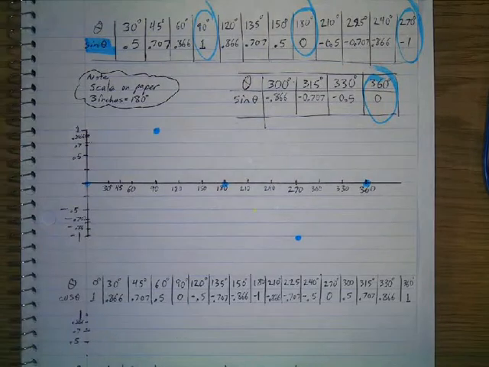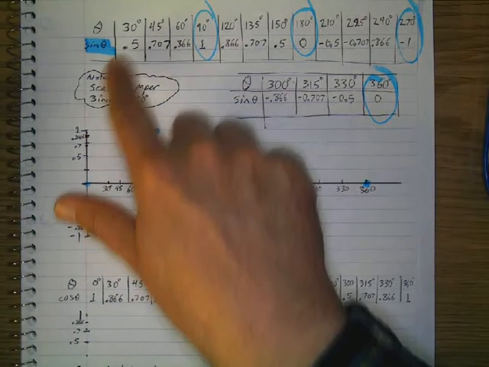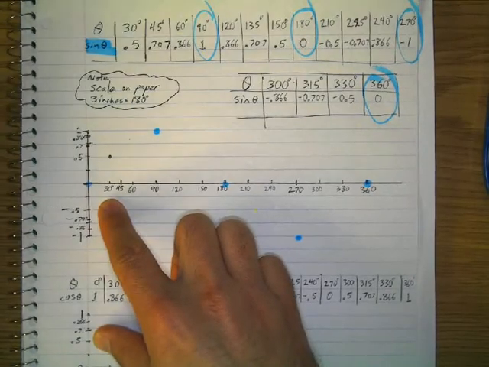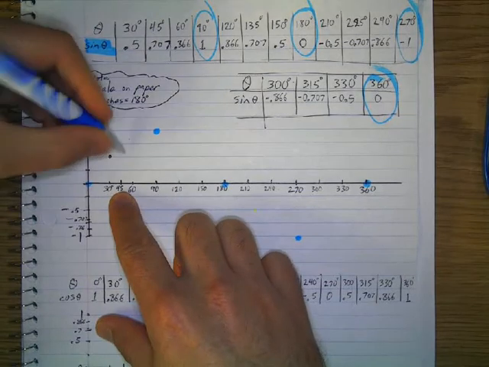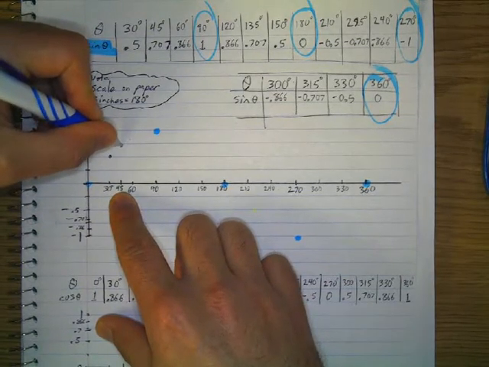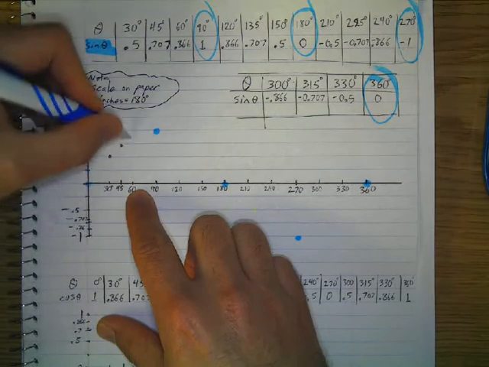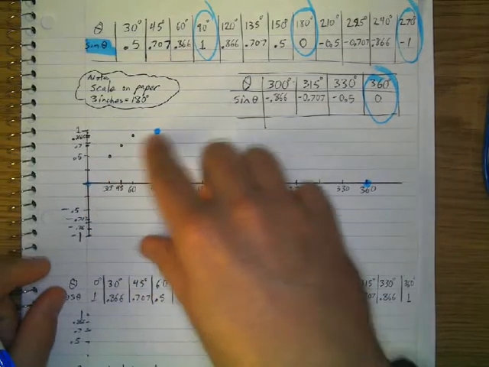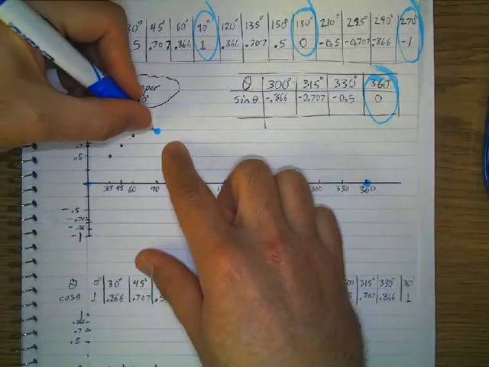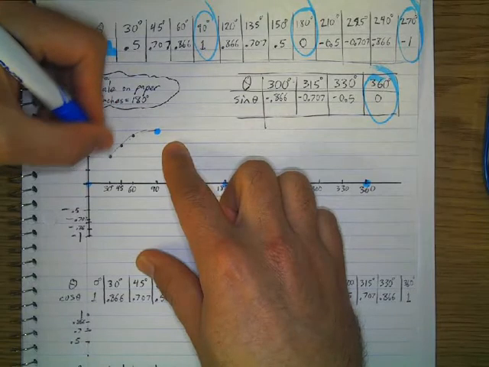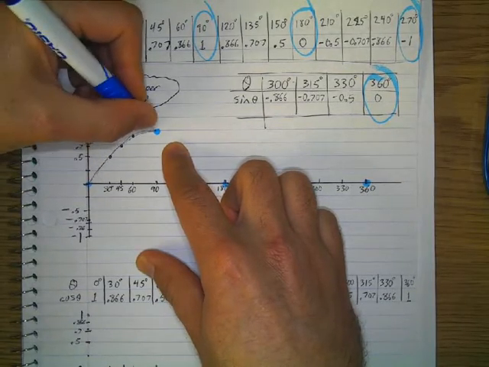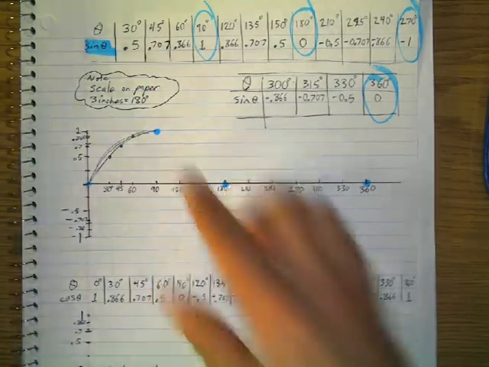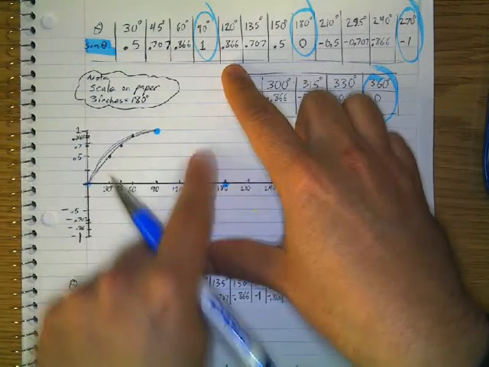Okay, so now we're going to plot some other points. At 30 degrees, we're at 0.5. So I'm going to go up here, 30. At 45 degrees, we're at 0.7. And at 60 degrees, we are at 0.866. Now notice this is not a straight line to get to here. It's actually kind of a curve. So if I draw it right, the curve looks good. Okay. So let's plot some more points, and then you're going to see the pattern here.